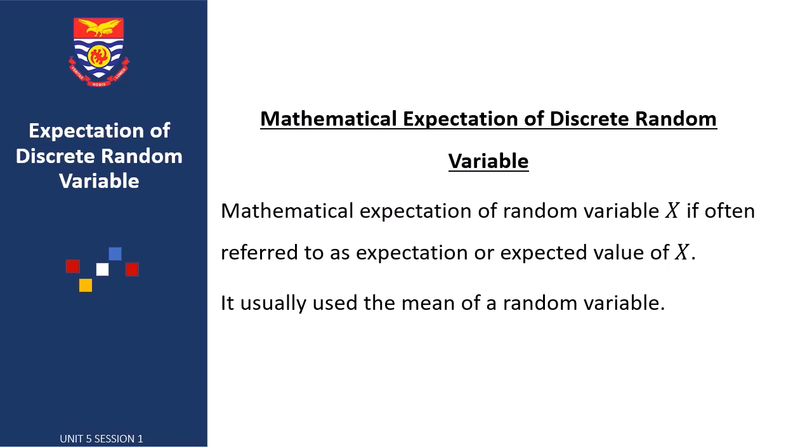It simply means the expected value of a random variable, let's say x. And that expected value, usually we refer to it as the mean of the random variable. So in simple terms, mathematical expectation of a random variable x is often referred to as expectation or expected value of x. Or in other words, that's the mean of the random variable x. Another way they could ask you to find the mean of a random variable is to find the expected value of x. That simply means the mean of x.